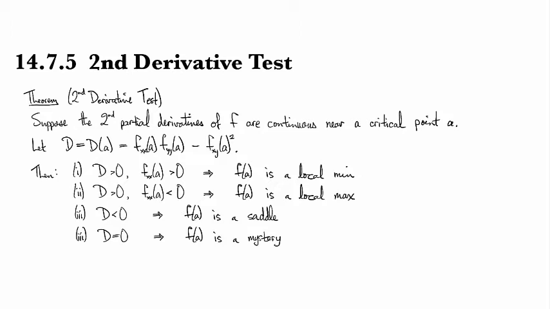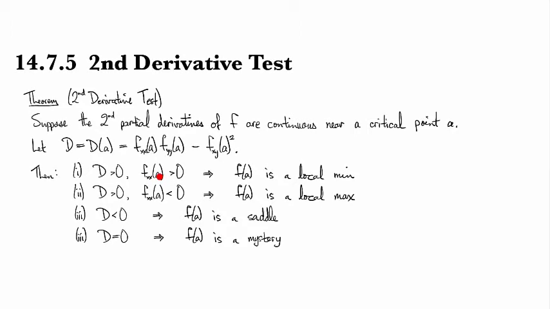Then we're going to look at this quantity that we'll call D for short. It's formed by taking the product of the two double derivatives of f and then subtracting the square of the mixed derivatives of f. By looking at the sign of D and the sign of the second partial with respect to x at this point, we can determine if we've got a min or a max.